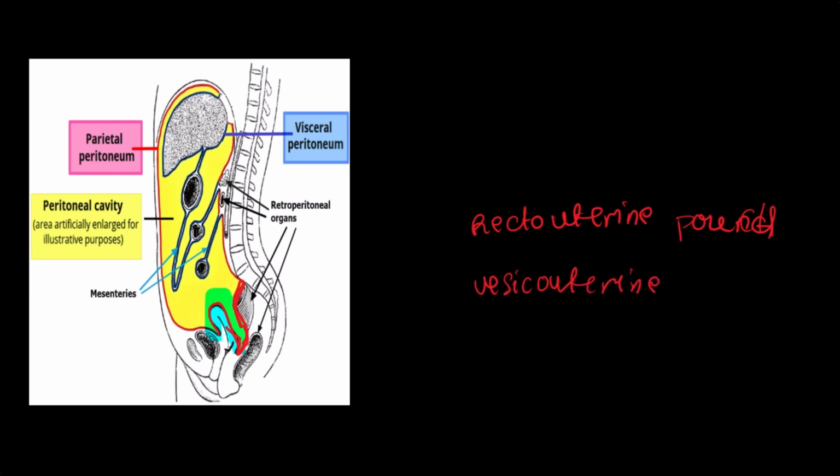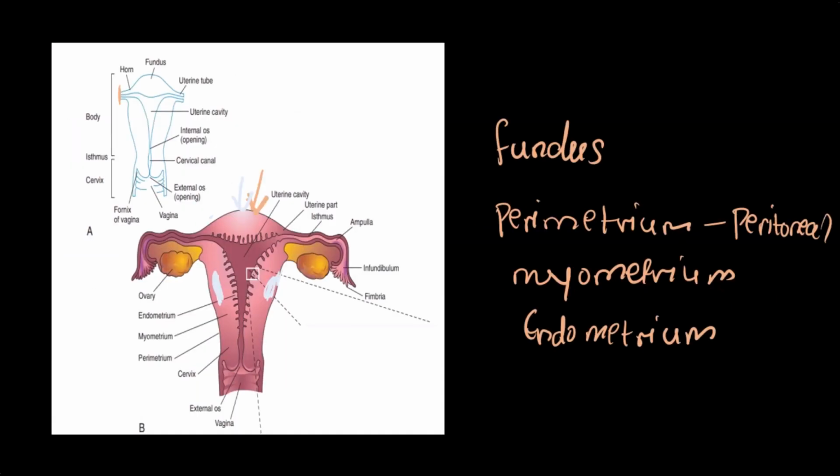Now, on the posterior side of the uterus, we have this perimetrium layer forming what we call the retrouterine pouch. This retrouterine pouch is also called the pouch of Douglas. And on the anterior side, we have the vesicouterine pouch. Now, why are these structures so important? As we'll get to see looking at the endometrium layer.